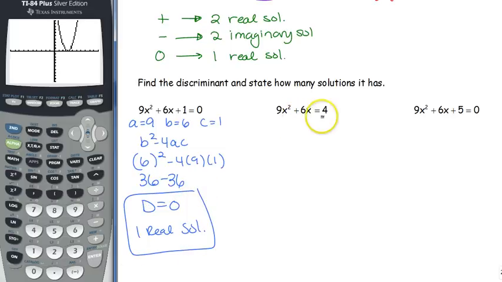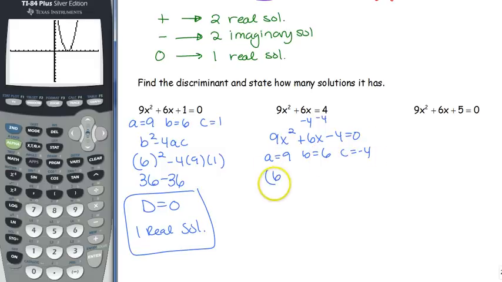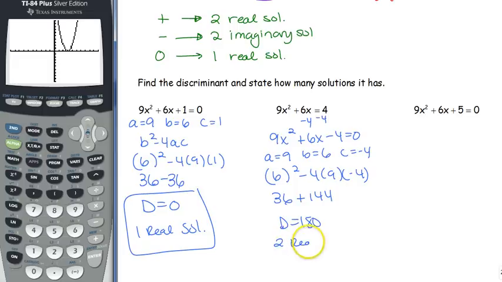We look at the second one. We move that 4 over to get 9x squared plus 6x minus 4 equals 0, giving us a is 9, b is 6, and c is a negative 4. We square our b, minus 4 times a times c, and we've got 36 plus 144, because minus a negative. We get D is a positive 180. Since our discriminant value is positive, we're going to have two real solutions.